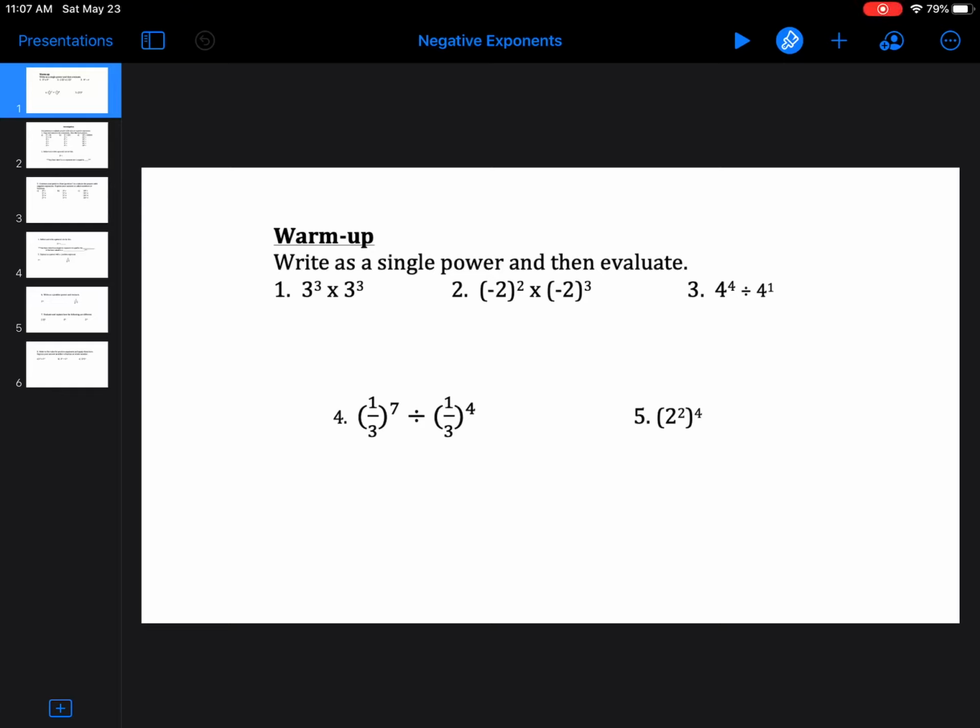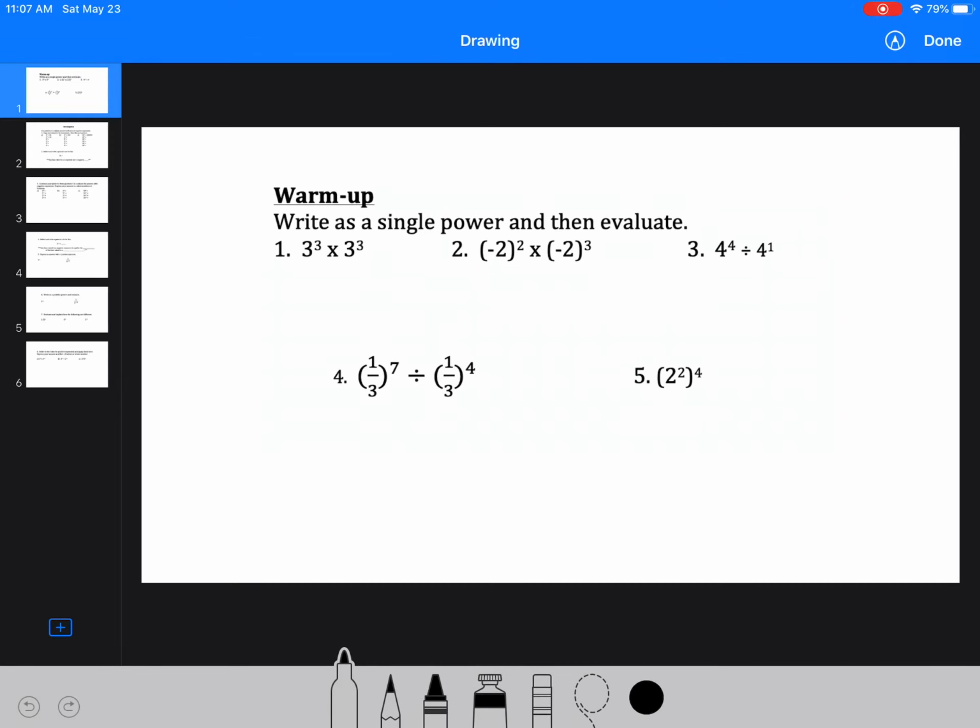Okay, so when we're looking at exponents, we're just remembering the rules we've already learned. If we have a common base, so in this first example we have 3 and 3, it says write as a single power first. So we write it equals 3, and then we're adding our exponents. So this would be 3 to the 6th. And now we're just evaluating that. So 3 to the 6th is going to give us 729.